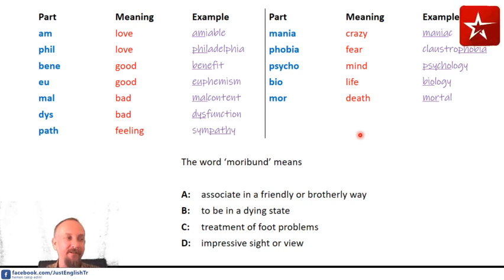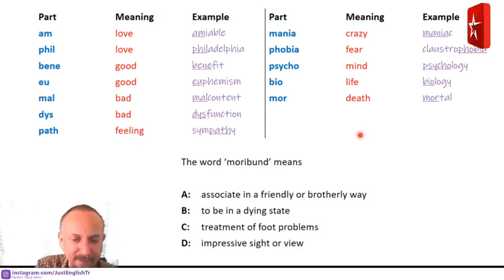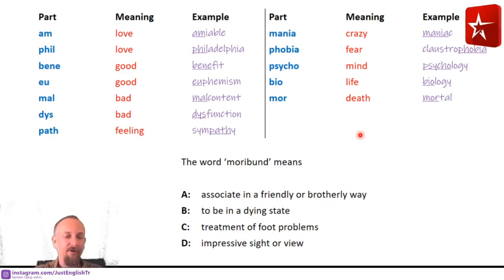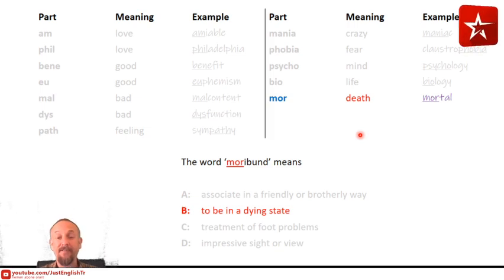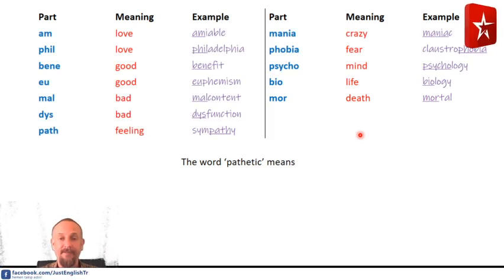We got Özge B. Emre's coming up with V, but I think he means B. Yeah. Okay. B. Very good. To be in a dying state.